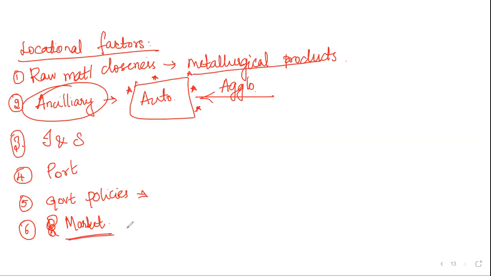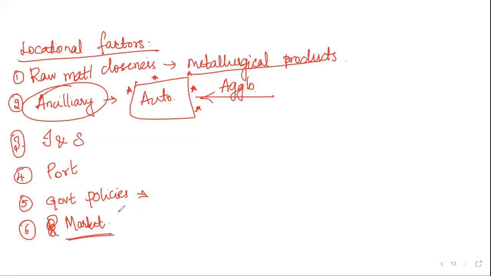When my market is basically the city people, I should locate my industry closer to the city people and not in the rural areas. So this kind of consideration has also come up with the manufacturers. So closeness to the market is also one more important locational factor for this industry. Right. Now, some of the important companies, we will take a quick note now.